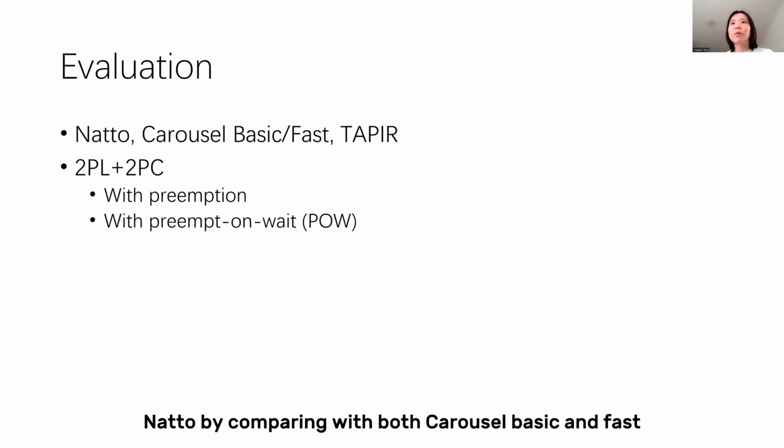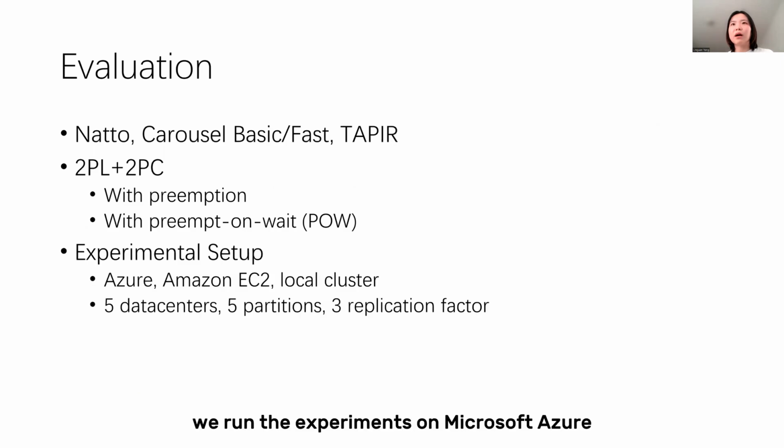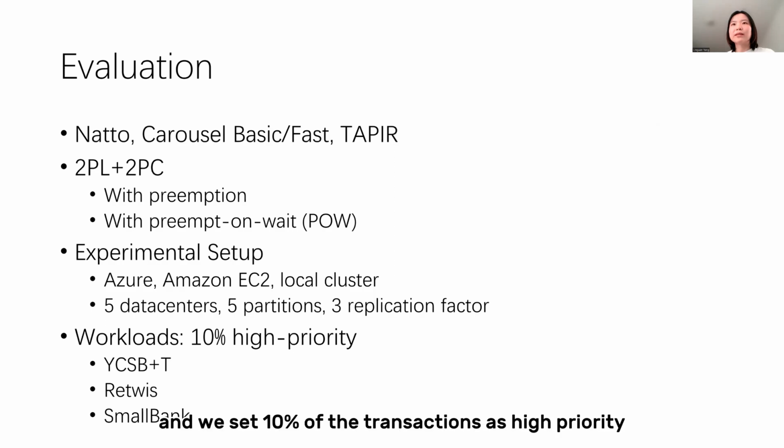We evaluate Natto by comparing with both Carousel Basic and Fast, TAPIR, and the Spanner-like systems that use preemption and preempt-on-wait for the transaction prioritization. We run the experiment on Microsoft Azure, AWS, and our local cluster. We deploy the system across 5 data centers with a replication factor of 3 and 5 data partitions. We use 3 workloads for this evaluation: YCSB-T, Retwis, and the SmallBank workload. And we set 10% of the transactions as high priority.